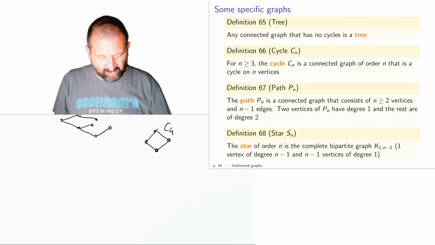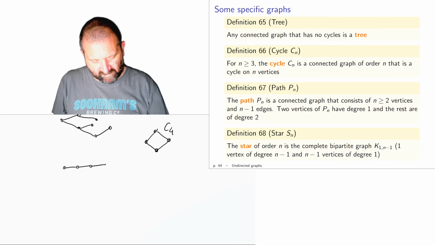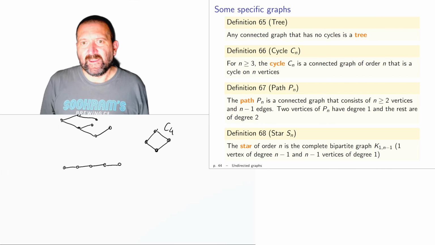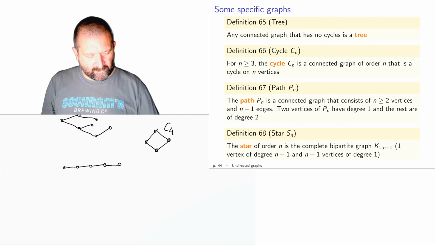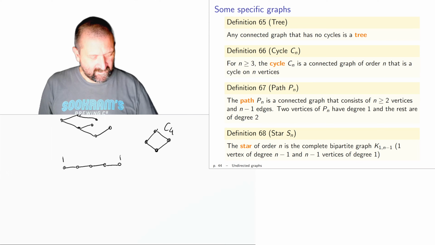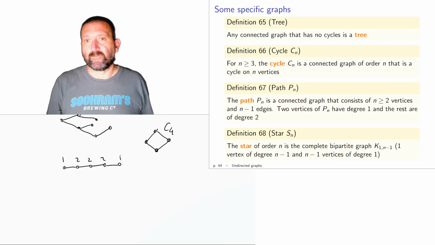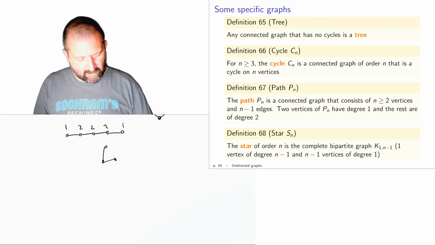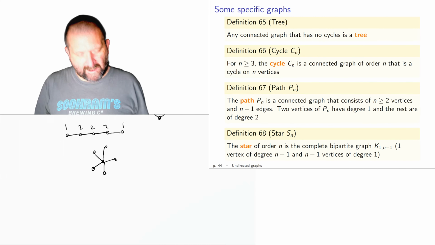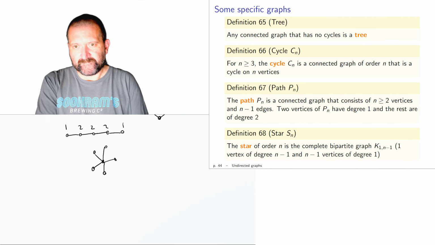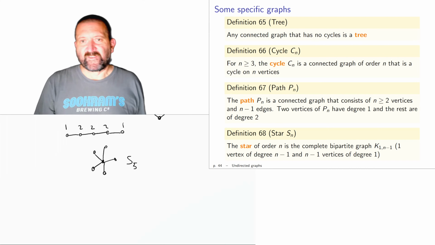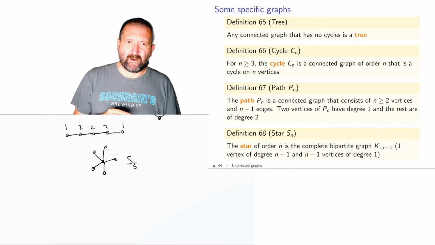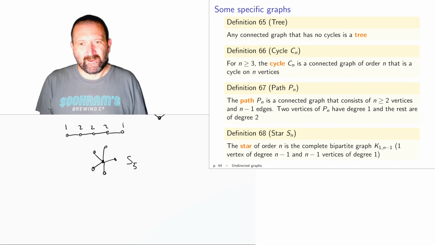A path is what we've been drawing quite a few times now. A path is something like so. It's a connected graph that has n greater than 2 vertices and n minus 1 edges. Two of the vertices have degree 1, the endpoints, and all the other vertices have degree 2. And finally, the star is another type of graph that is important, and this would be S5. This is a star. The central vertex is connected to n minus 1 vertices.